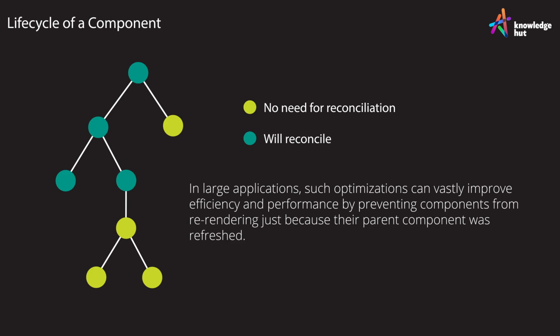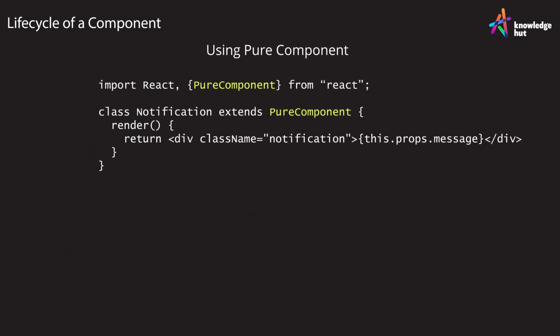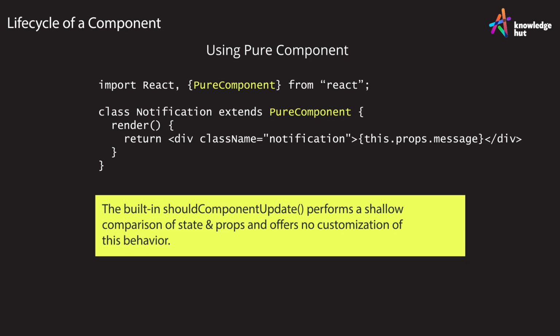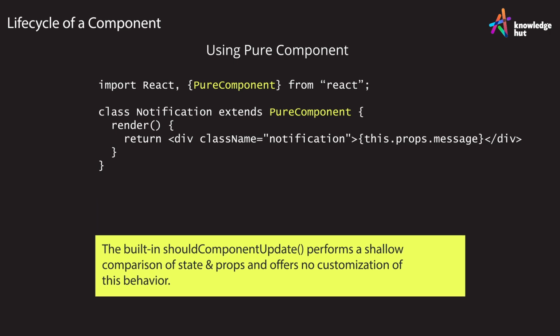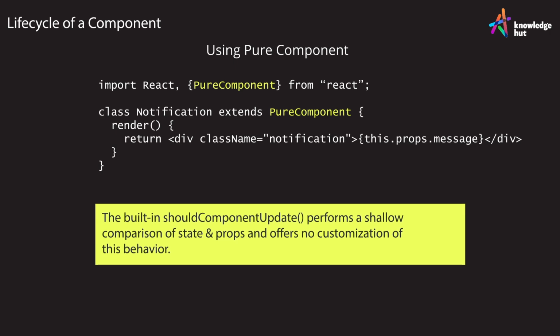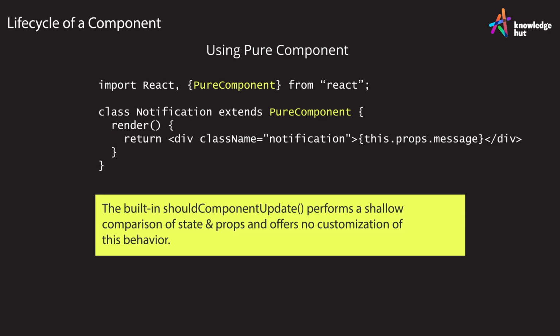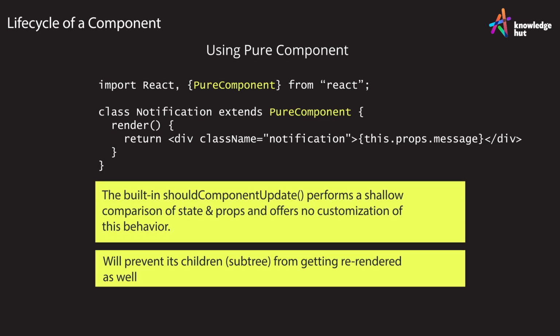Now, instead of implementing this method for optimization, React also offers something known as a pure component, which automates this process. A pure component has shouldComponentUpdate baked right into its logic and doesn't need to be manually set up as in the case of a component instance. It should be noted, however, that this comparison is shallow and cannot be customized. This kind of component is perfect for simple use cases where components produce predictable results on the basis of simple and shallow comparisons. Additionally, a pure component will prevent its entire subtree from re-rendering.